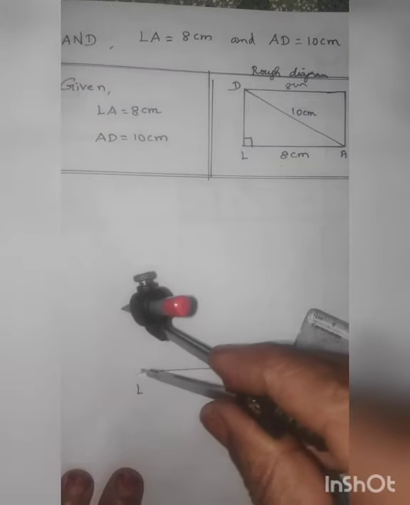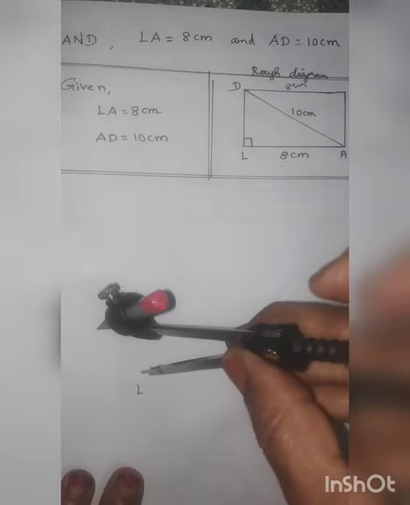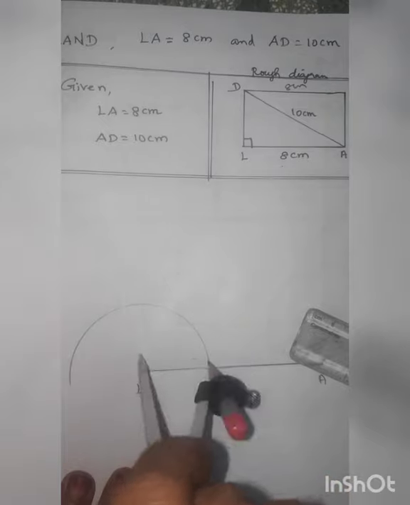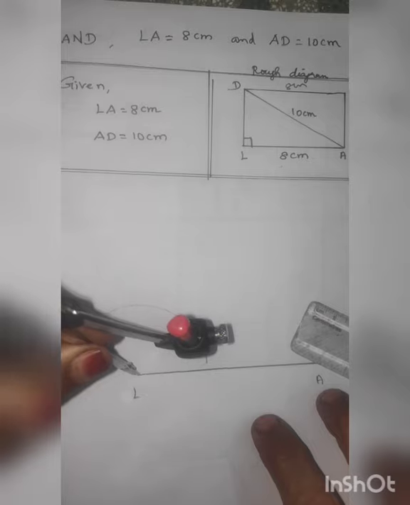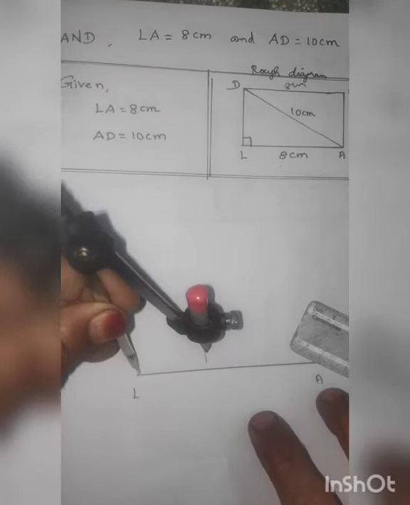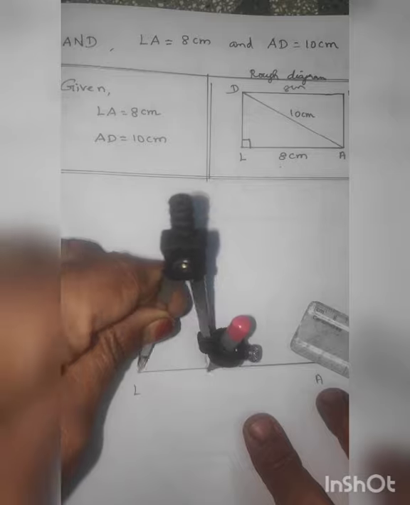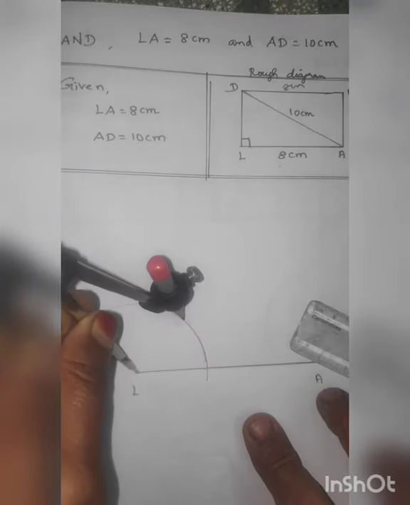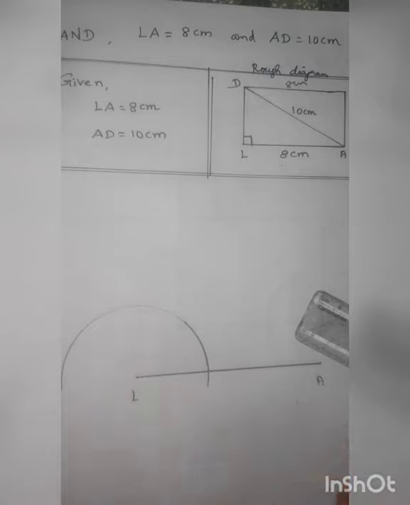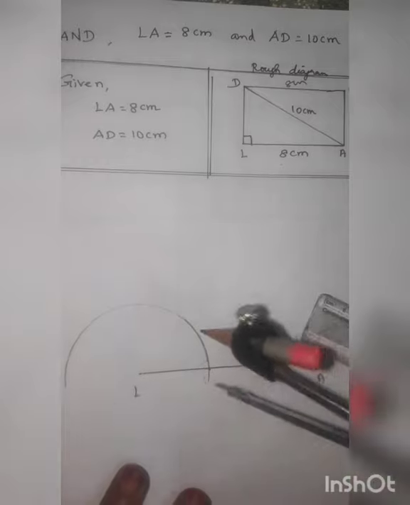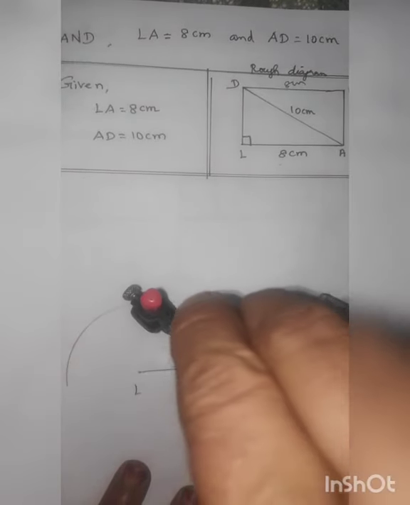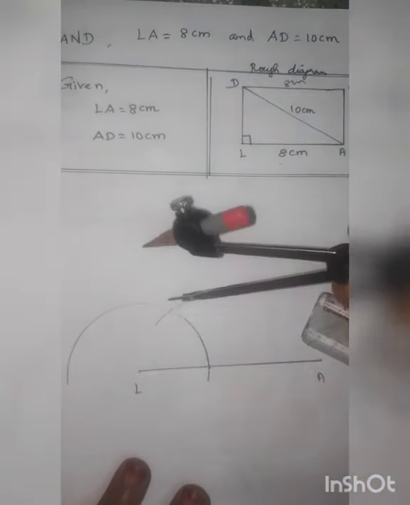Keep the compass at L and cut the arc. See the arc. The full arc must touch the line. Now from this point, you cut another arc, and the same arc length should not change. The 3 centimeter only, you want to cut the arc. Here, at the coming point, you cut the arc again.